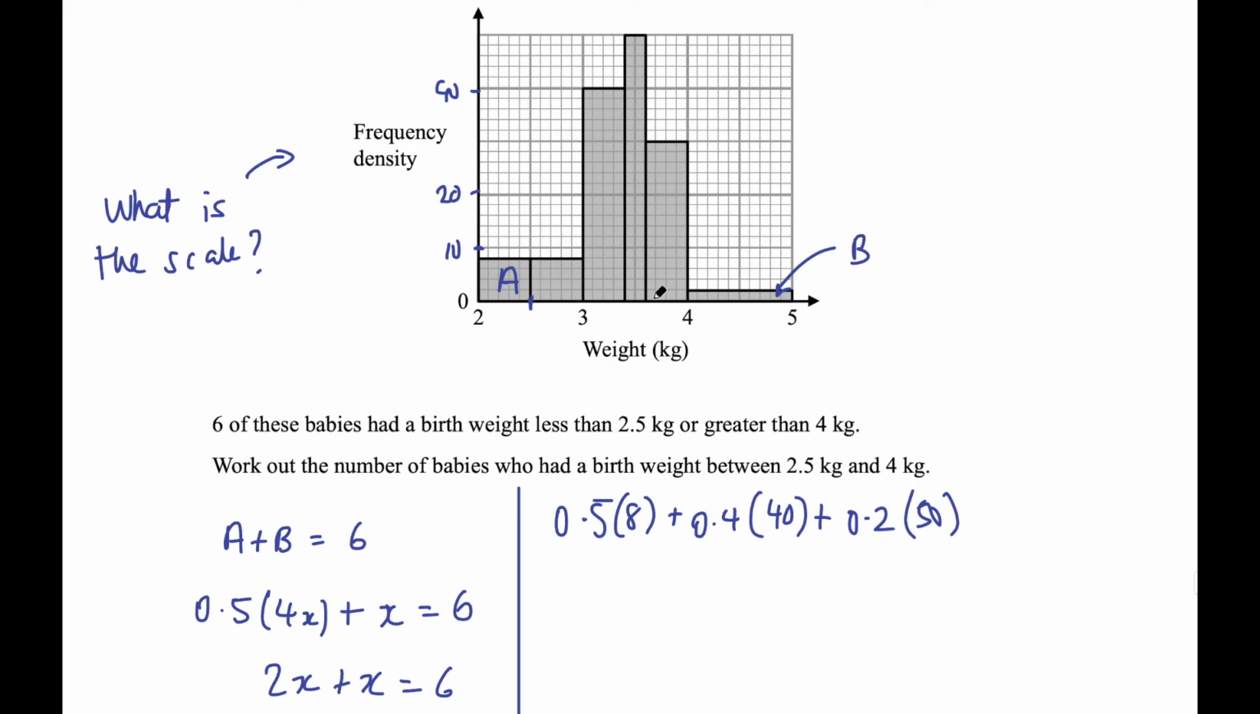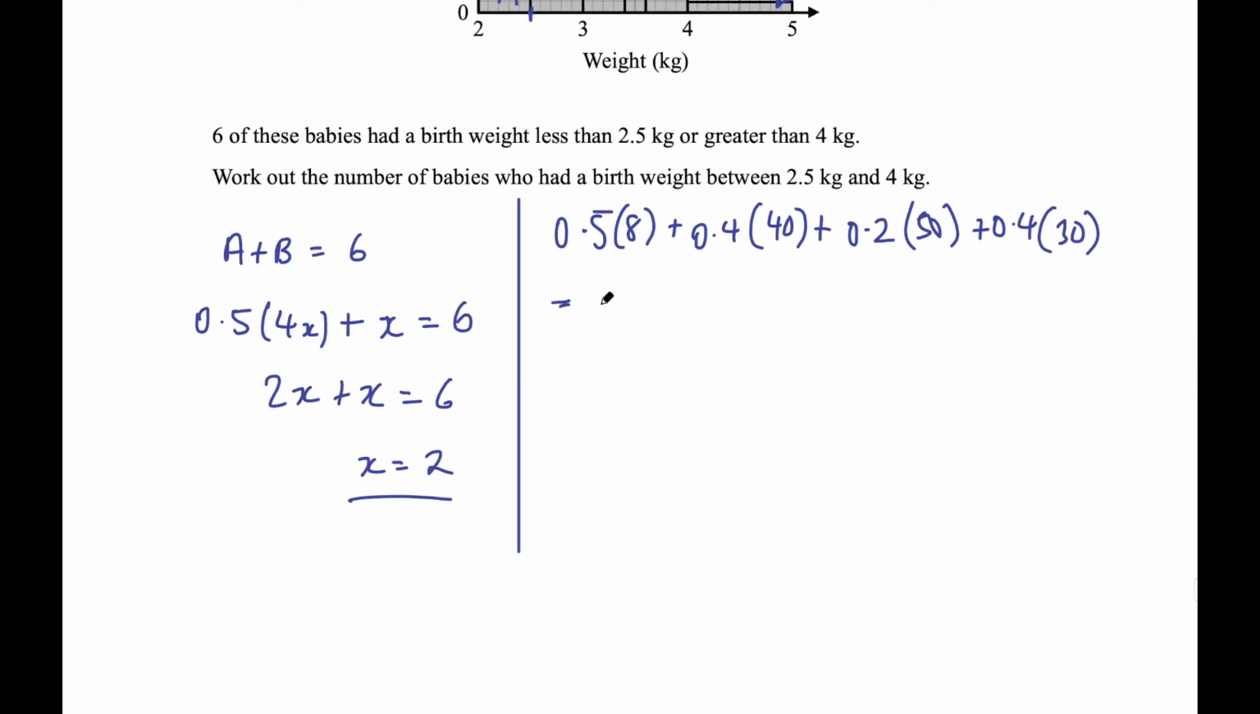The fifth bar, the width is 0.4 again, multiplied by the height, which is 30, and the last bar, we're not looking for that. We're just looking between 2.5 and 4. So we've got the area now. We just need to work this out.